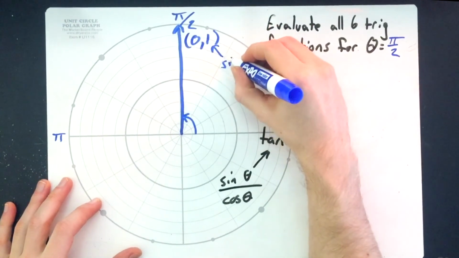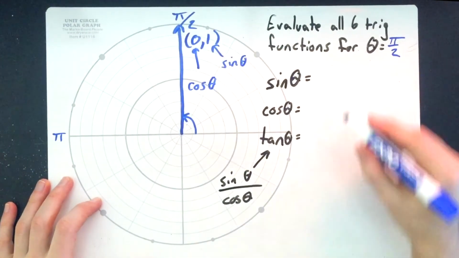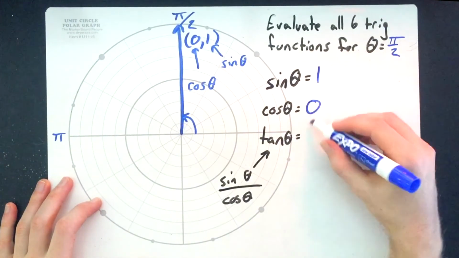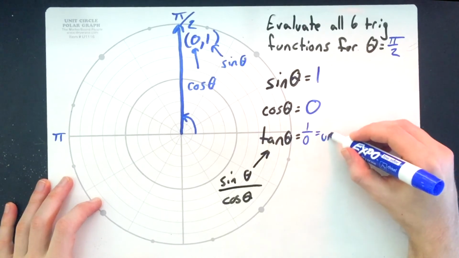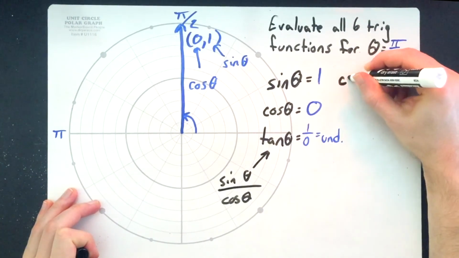Remember, sine is the y value and cosine is the x value. So sine of pi over 2 is just 1. Cosine of pi over 2 is just 0. And tangent is sine over cosine, and that would be 1 over 0. Can't divide by 0, so tangent of pi over 2 is undefined. All right, so now let's take a look at the other 3 trig functions.